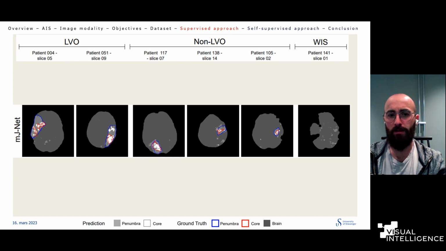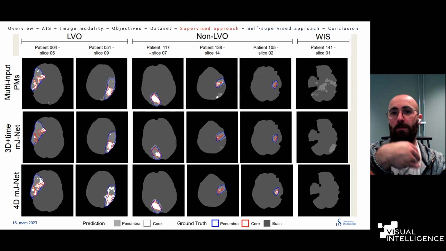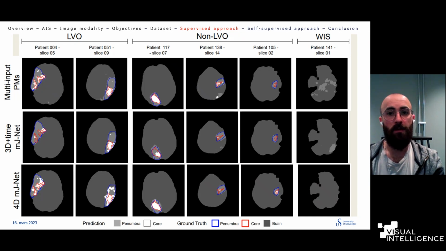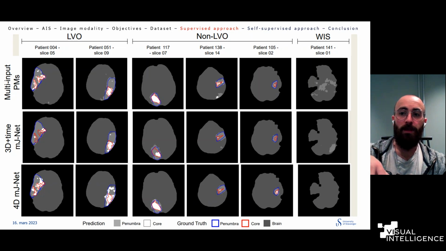So the predictions are nice-ish, of course, but what I would like to focus on is this third figure, which shows in the first row the multi-input parametric maps paper, the one where they used parametric maps as input to the model, and the last two rows are the 3D plus time neural network, and the last one is the actual 4D convolutional neural network.